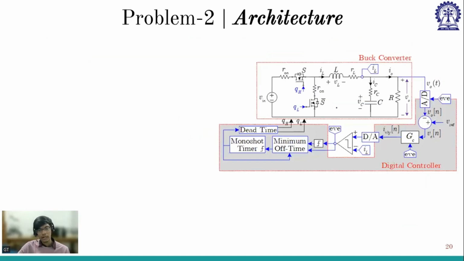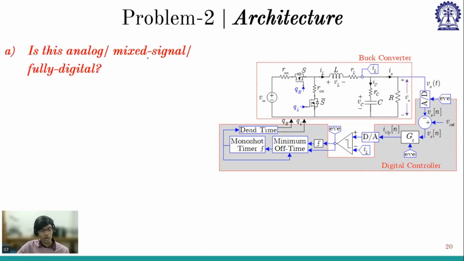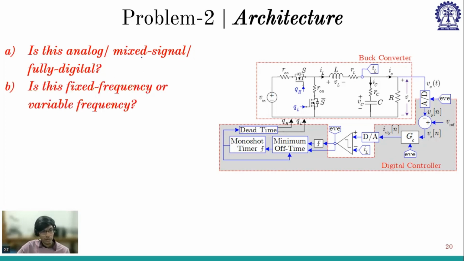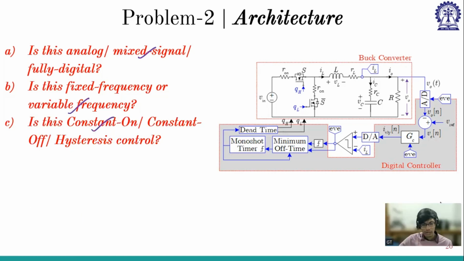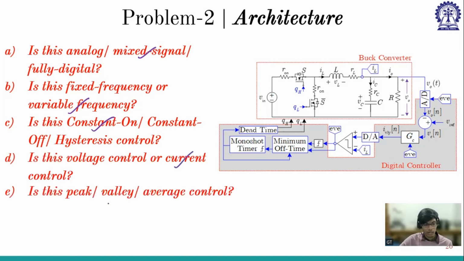And in the second part, I have asked multiple questions, and this is again taken from week 2, where we have rigorously studied about the architecture. So this is a valley current mode control and event. So valley event means constant on time. So is this analog, mixed signal, or fully digital? Mixed signal. And fixed frequency or variable frequency? Variable frequency. And constant on time or constant off time? Constant on time. And the next question will be, is this voltage or current control? Current control, because current is involved. Peak or valley? It is valley.